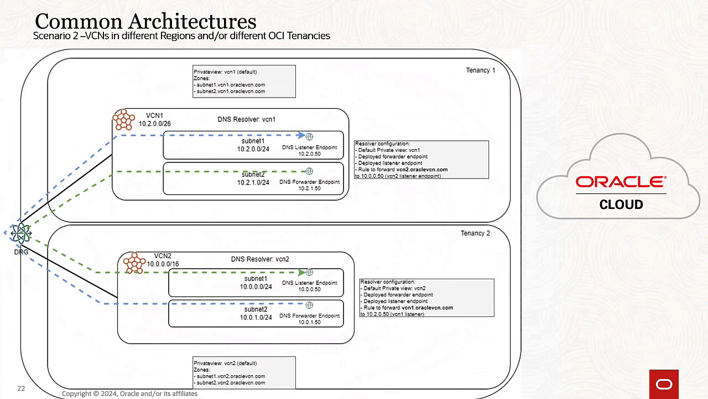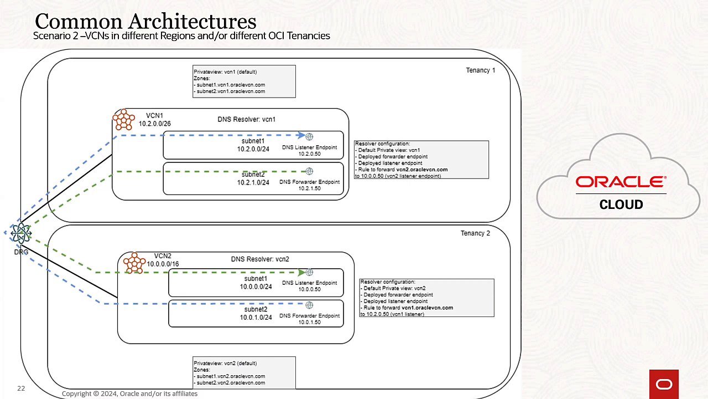In this case, we need to leverage the functionality of DNS resolver endpoints and forwarding rules. Let's look at a simple scenario with 2 VCNs in the same region but different tenancies. In this scenario, each VCN will have only its private view attached, one DNS resolver endpoint of type forwarding to connect to the other VCN, one DNS resolver endpoint of type listening to respond to queries from the other VCN, and a set of forwarding rules for the resolver to follow.